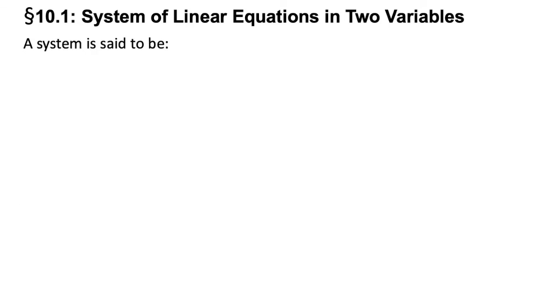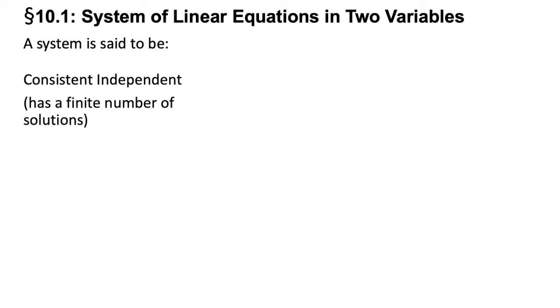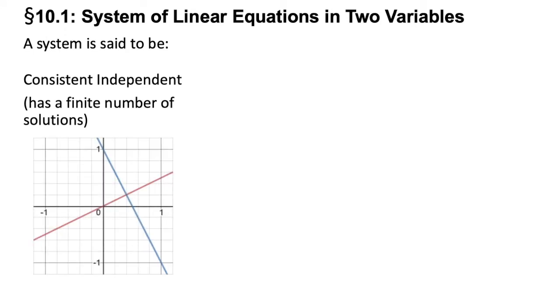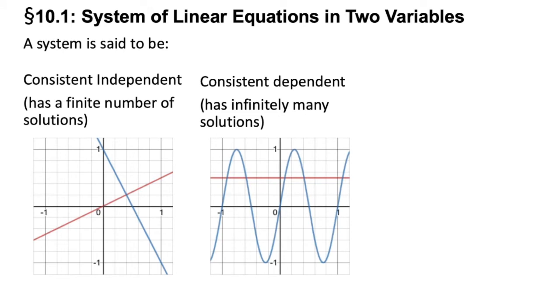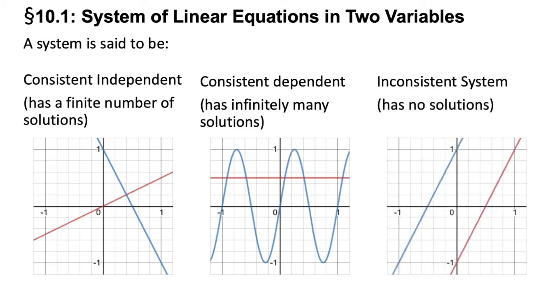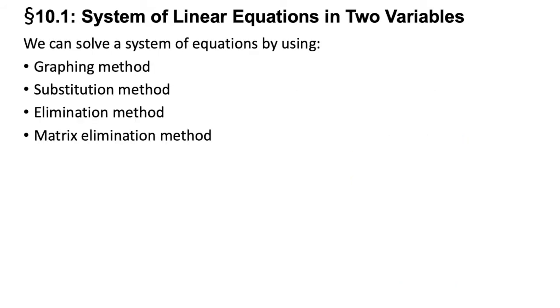A system is said to be consistent independent when it has a finite number of solutions, and solutions are intersection of equations, or it is consistent dependent when it has infinitely many solutions, and inconsistent when it has no solutions. We can solve a system of equations by graphing, substitution, elimination, or matrix elimination method.